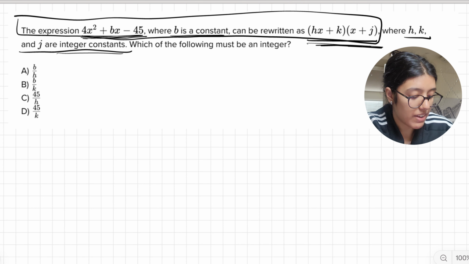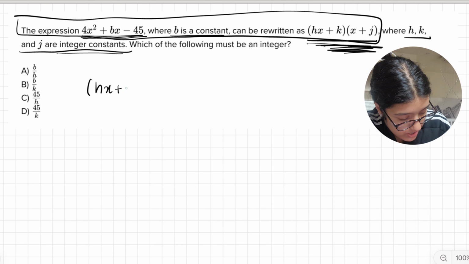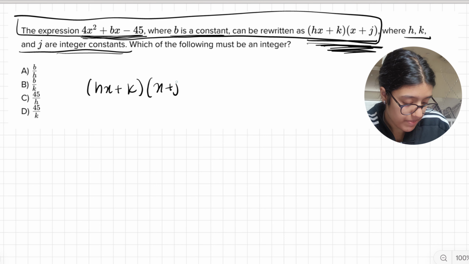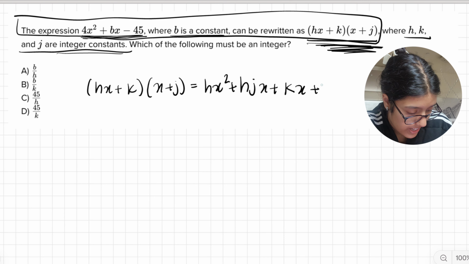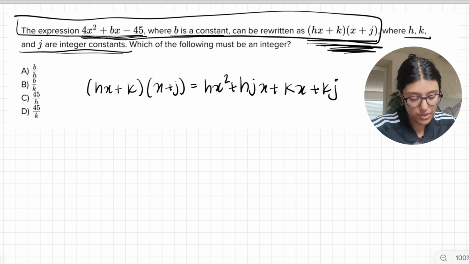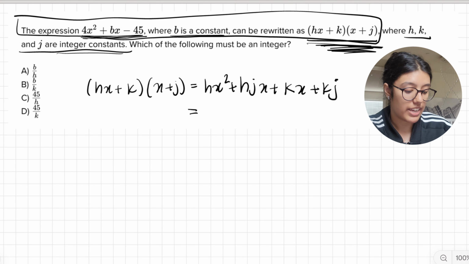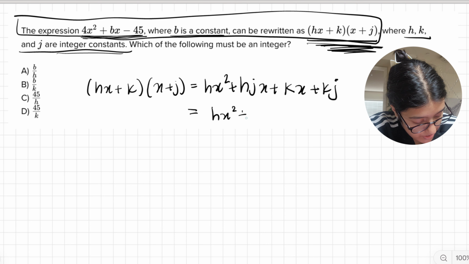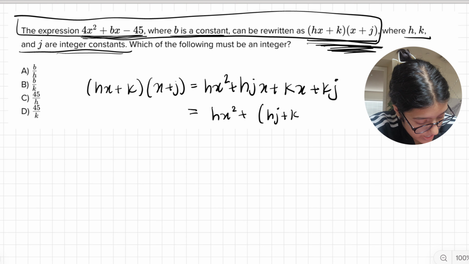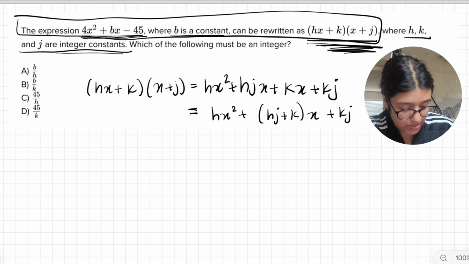So in order to do that, we have to first expand this right over here. So we have hx plus k times x plus j. That is equal to hx squared plus hjx plus kx plus kj. Alright, now I want to group some of these terms together. So I'm going to group the middle terms together, aka I'm going to take the x out of the middle 2 terms. So that's basically saying hj plus k times x plus kj. This is equal to the same left-hand side.